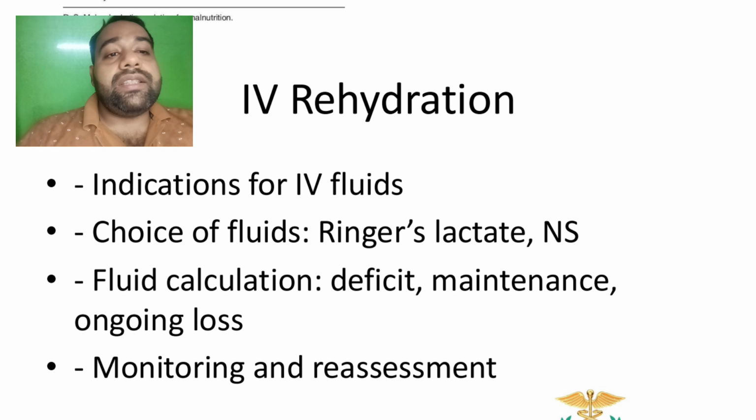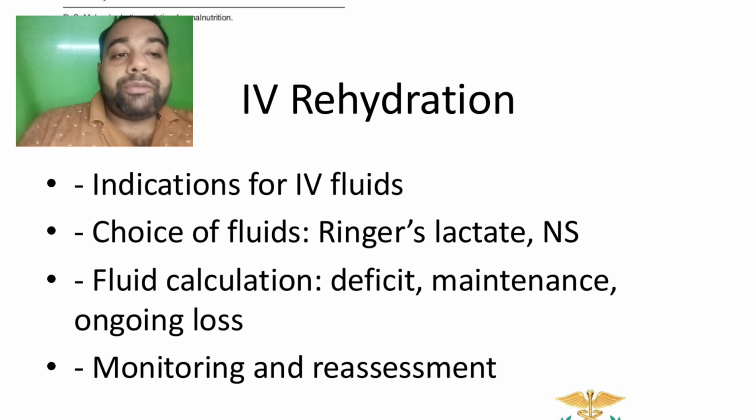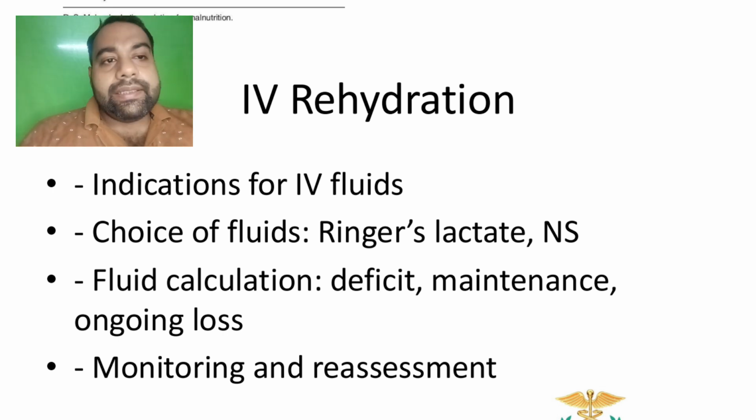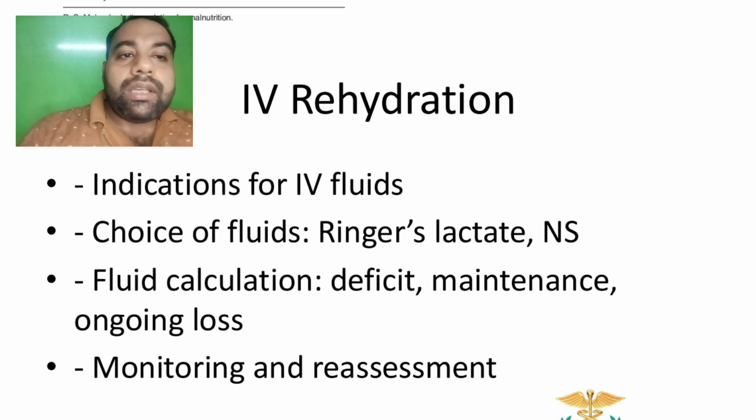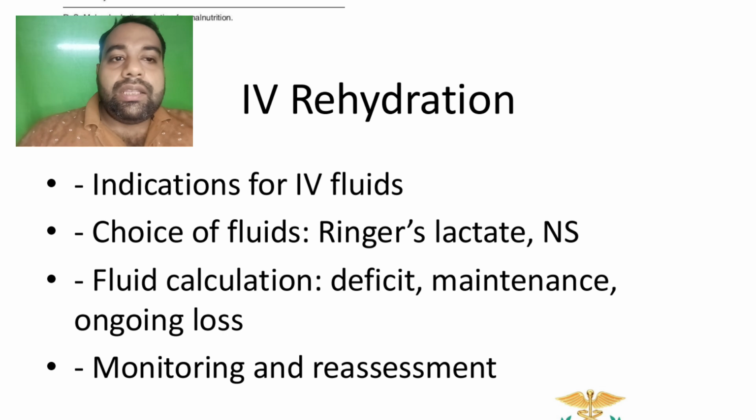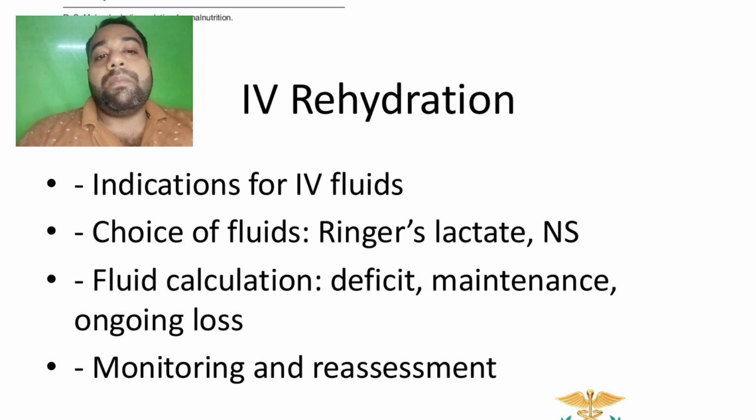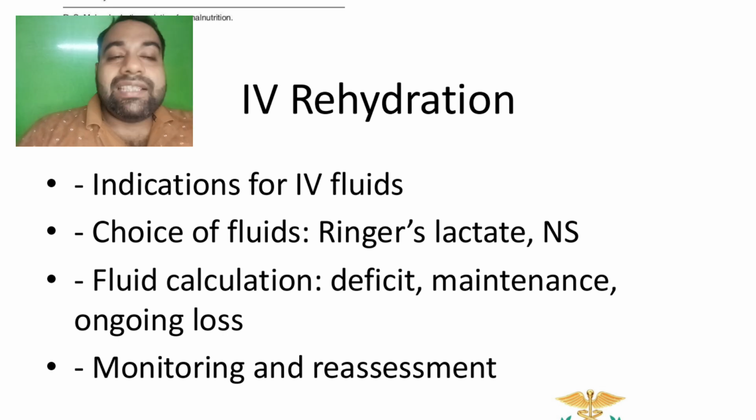reassessment, whether the patient has improvement in the GCS, skin turgor, pulse rate and blood pressure. But one thing that I would like to highlight is the utilization of urinary output. Suppose the patient is suffering from some kind of cardiovascular disease, in that case you need invasive blood pressure monitoring and CVP monitoring, and you should adjust your fluid calculation according to the CVP monitoring.